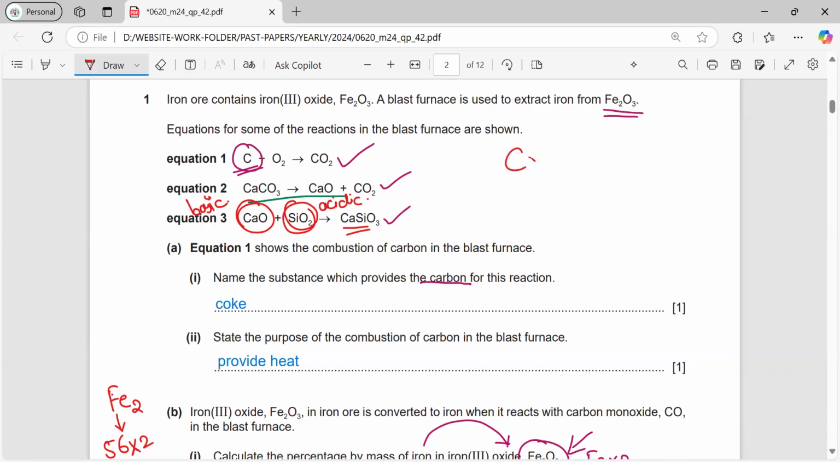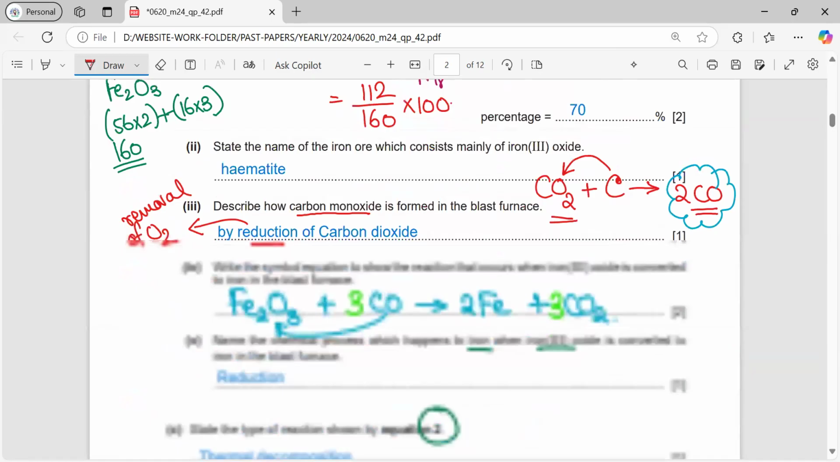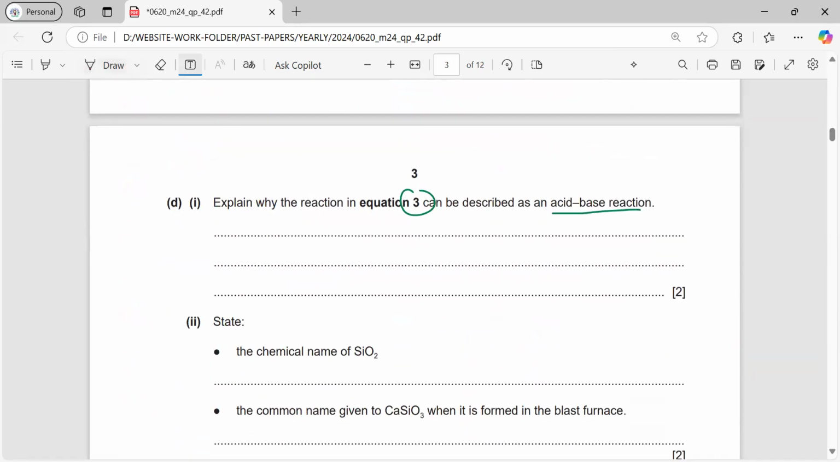So, the point to be noted is that calcium oxide is a metal oxide, which is a base, and silicon oxide, SiO2, is a non-metal oxide. And this non-metal oxide is an acidic oxide. So when a base reacts with an acid, it gives a salt, which is calcium silicate here. So that is why this reaction is acid-base, which is used for the removal of impurity in the form of slag.